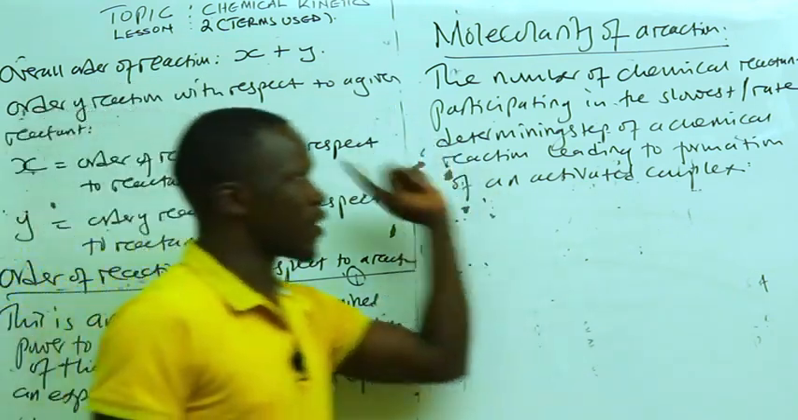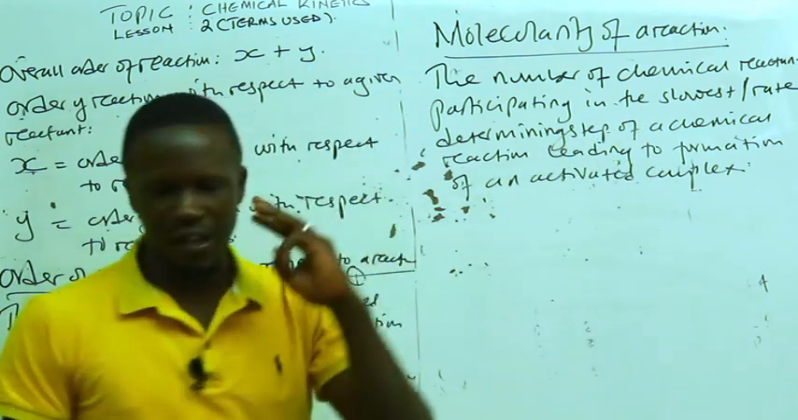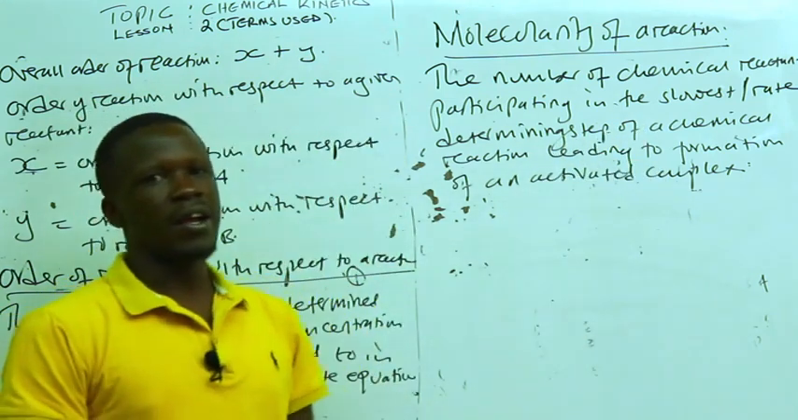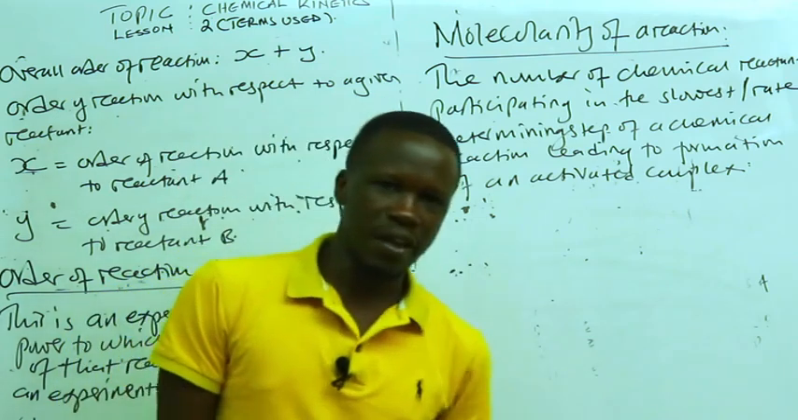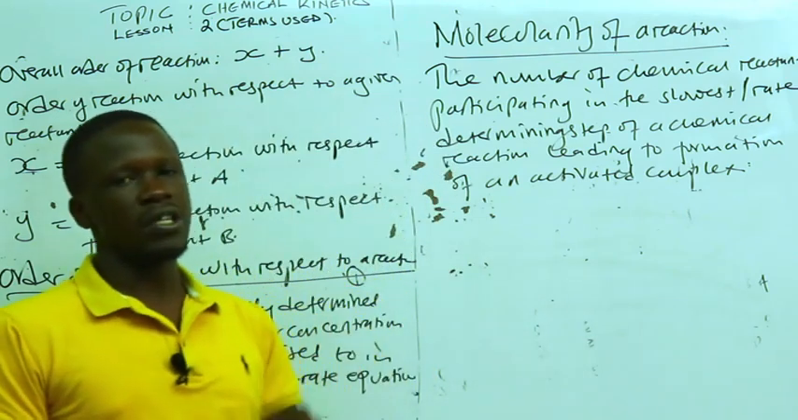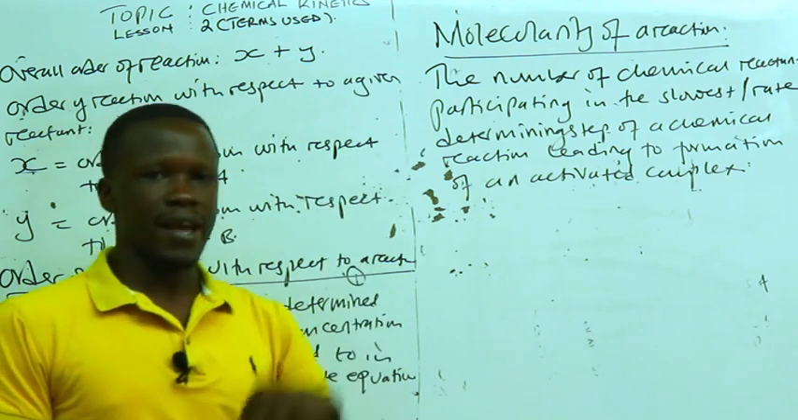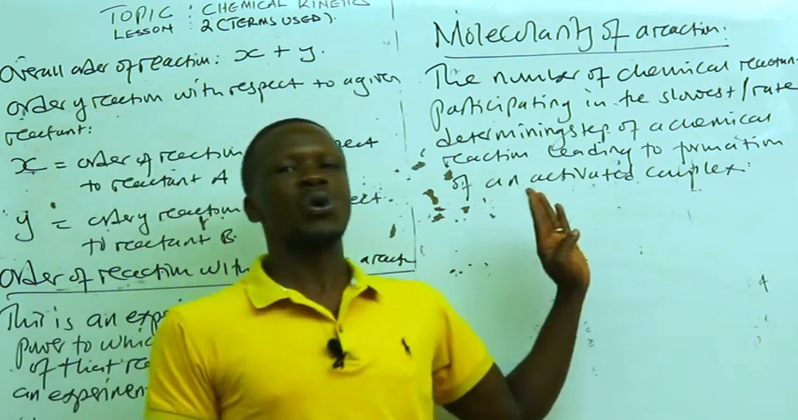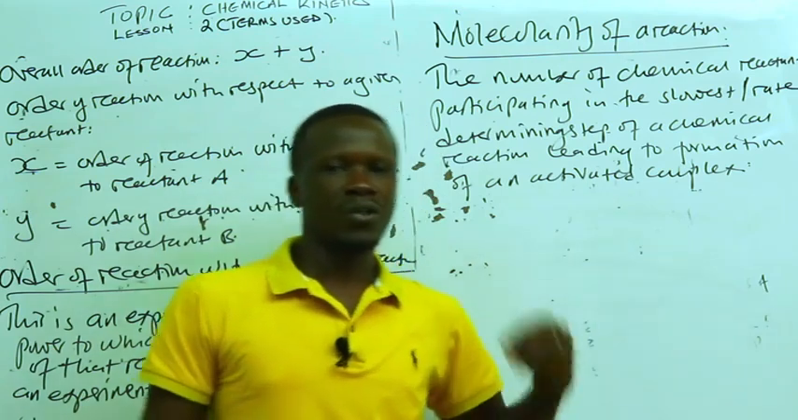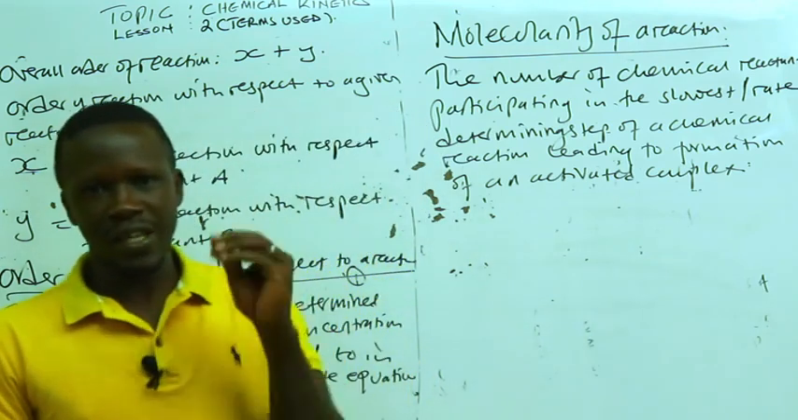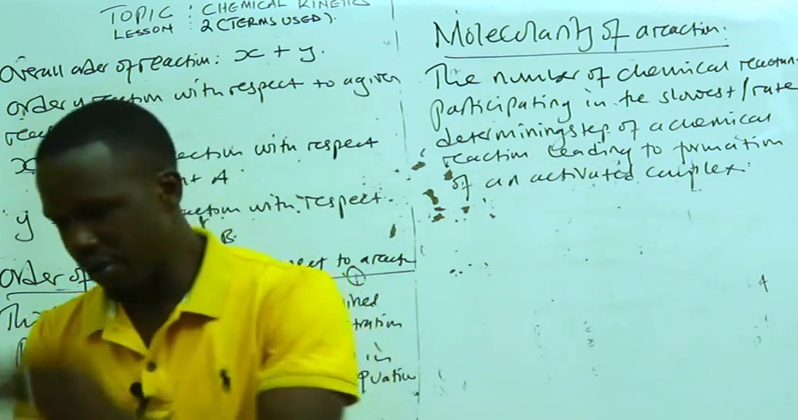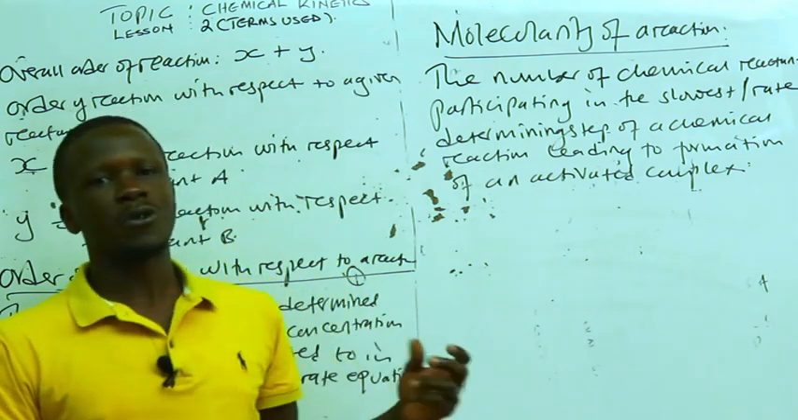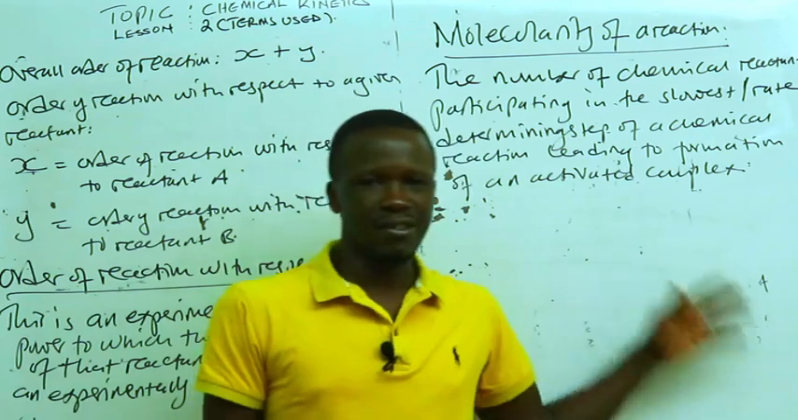So the number of chemical reactants, if it is 1, then the molecularity is 1. If it's 2, then the molecularity is 2. Now, unlike order of reaction, molecularity cannot just take on any values. Molecularity will take on definite numbers like 1, 2, 3, 4. Not like order of reaction, which can take on fractions and then zeros.